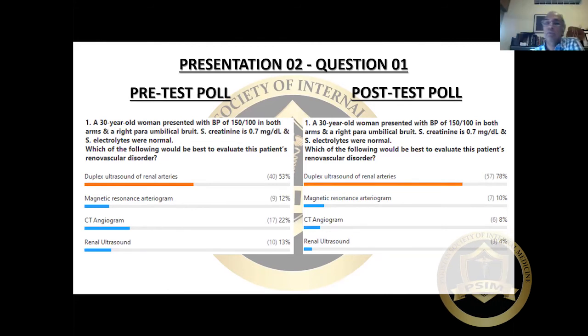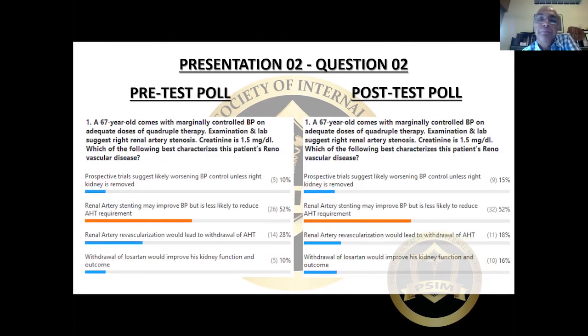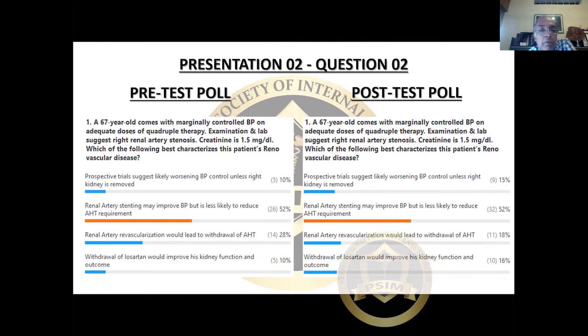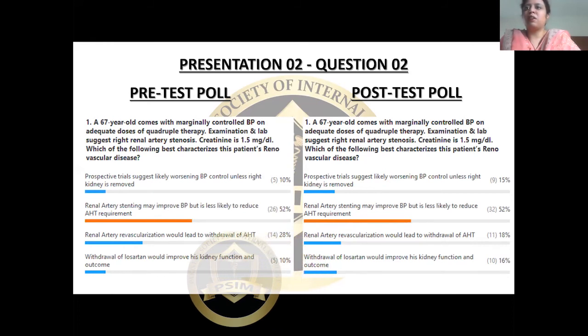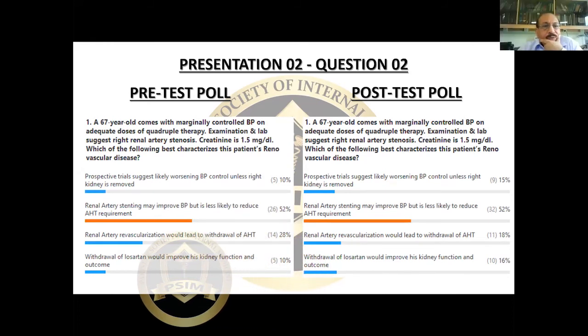Right. Perfect. Next question. So moving on to the next question. We were asking about the characteristics of this patient's renovascular disease.